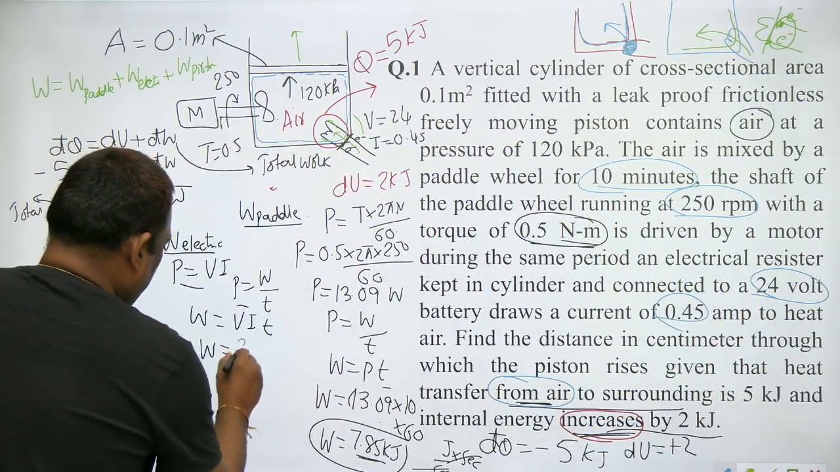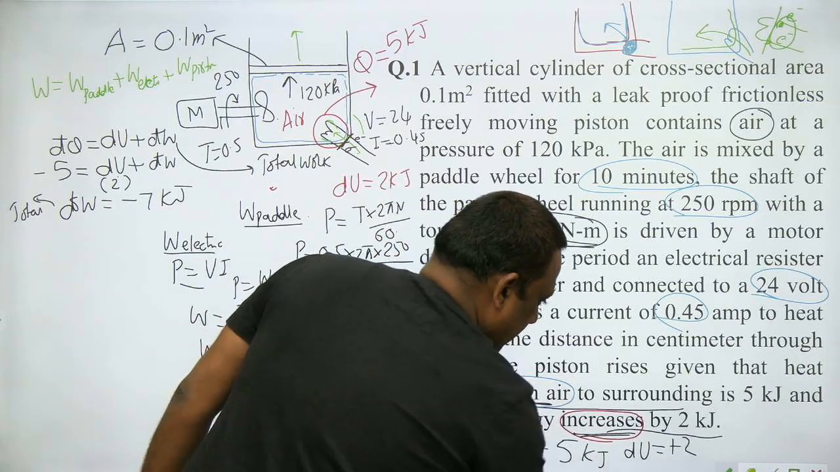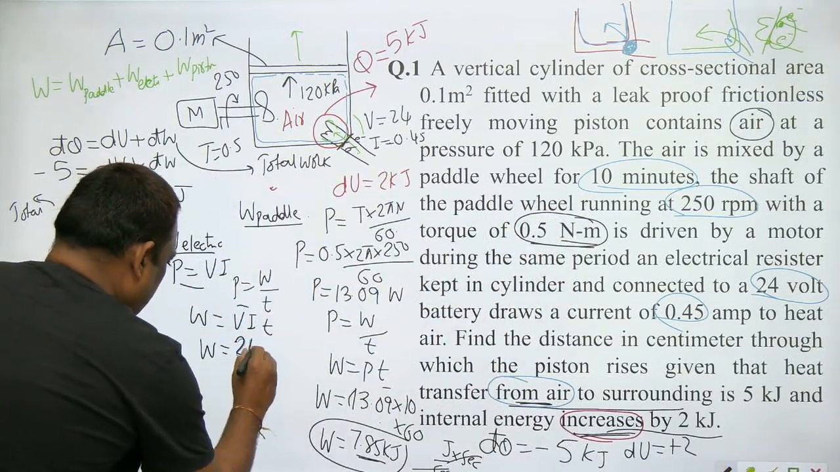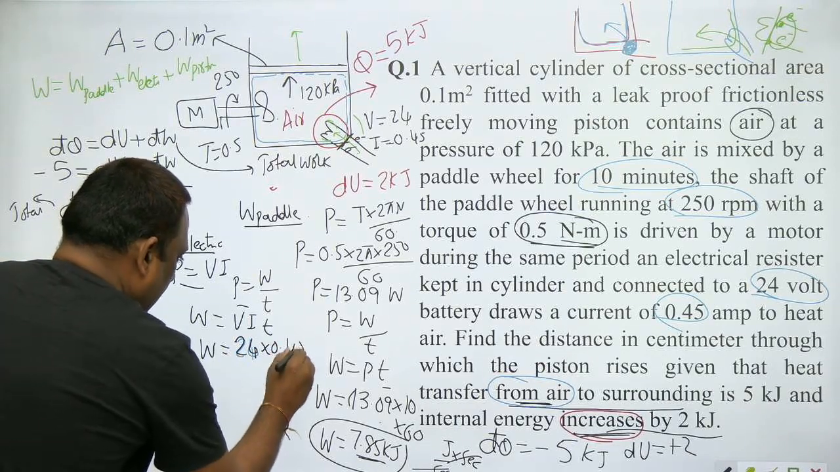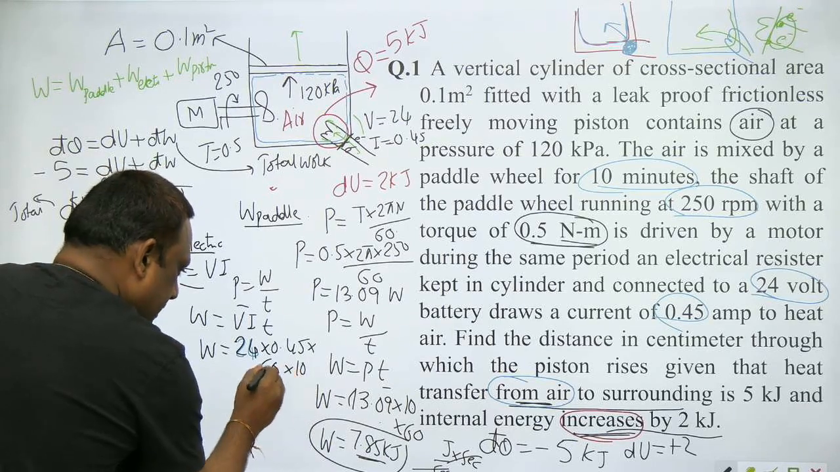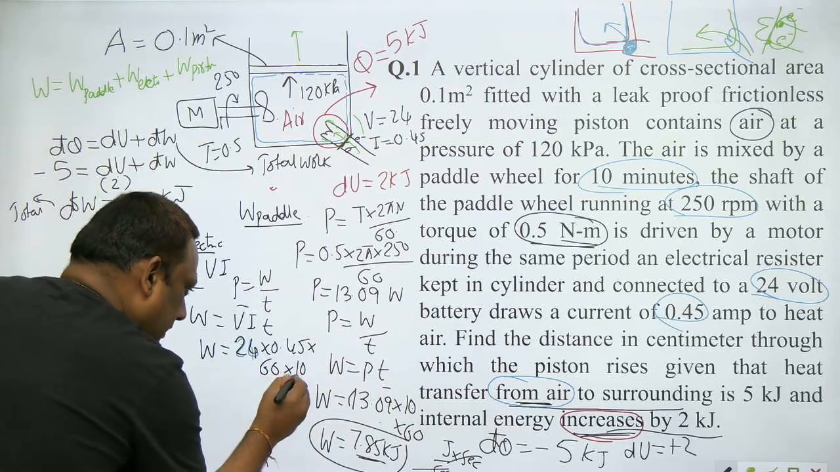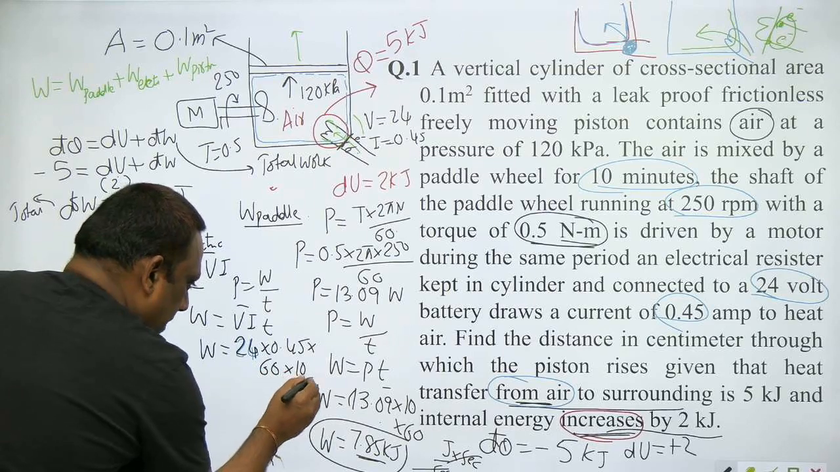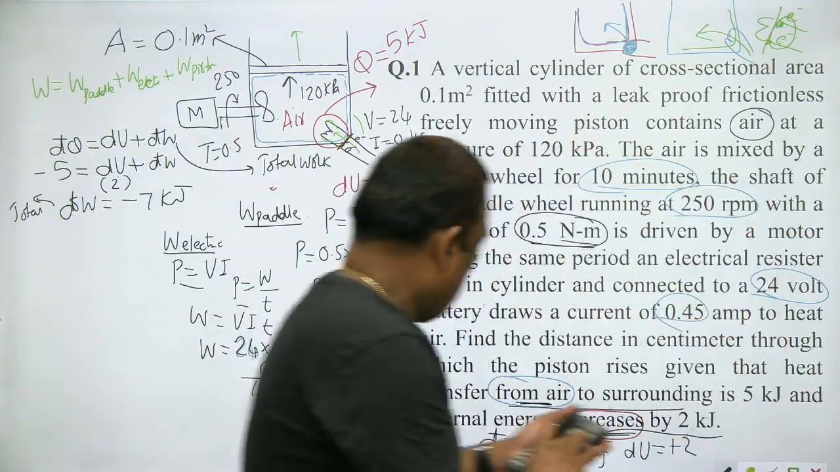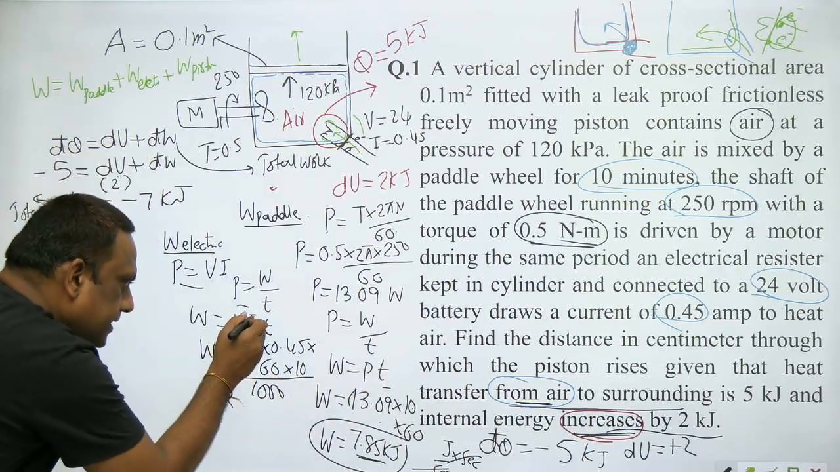So therefore 24, let's change color. Very good. 24 into 0.45 into how much time? 60 into 10, 10 minutes into 60. This will be in, sorry, this will be in joule. If you want it in kilojoule, then divide with 1000. Why are you dividing with 1000? Because, I repeat.